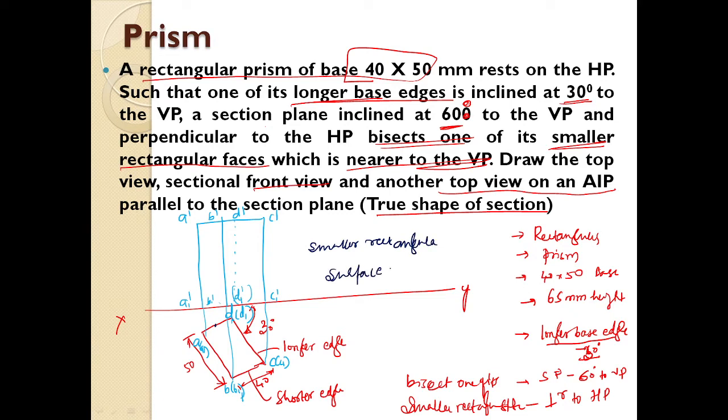Which is the smaller rectangular surface? A1 D1 D, correct? A1 D1 D, you are going to get this entire surface. Okay. Now the section plane is inclined at 60 degrees to VP, and perpendicular to HP. It is going to cut this prism such that it is going to bisect the surface A1 D1 D.